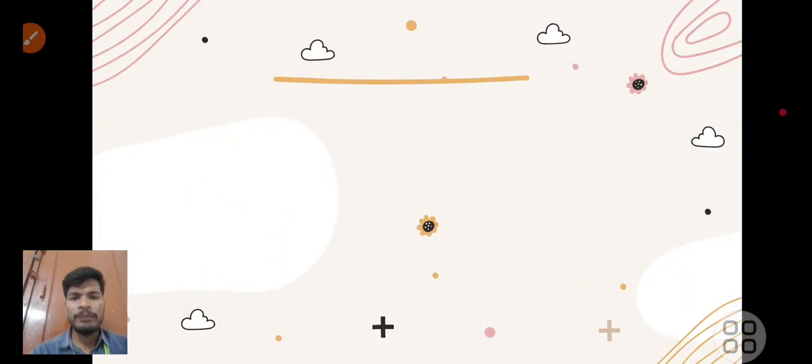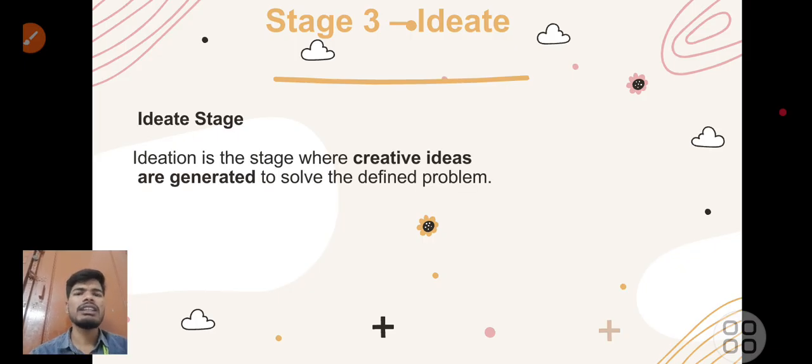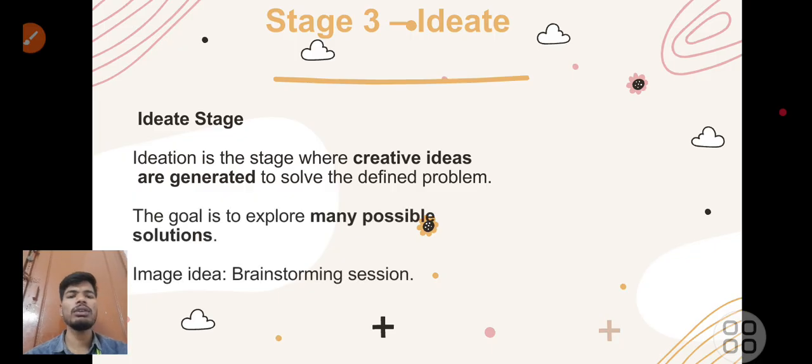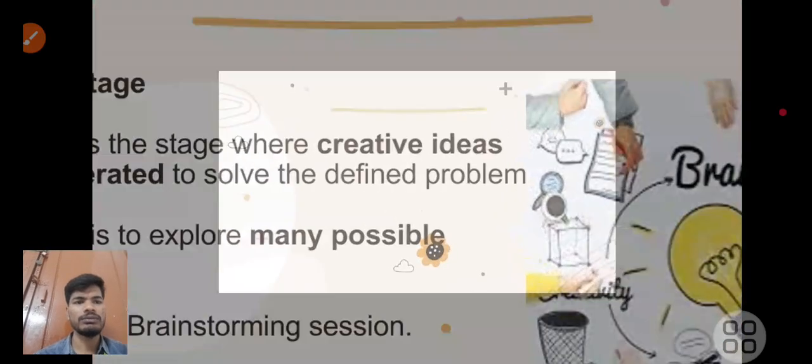Stage 3, ideate. Ideation is the stage where creative ideas are generated to solve the defined problem. The goal is to explore many possible solutions, for example, the image idea, brainstorming session. If you start thinking, we get ideas related to that problem.